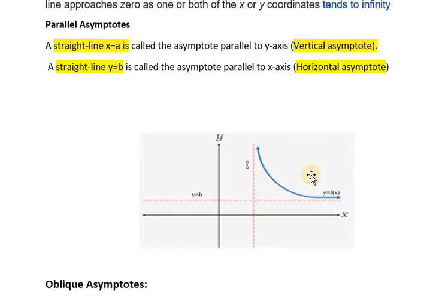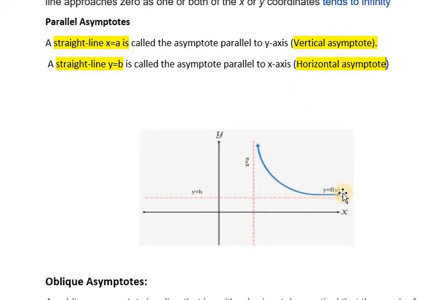Now see from the figure, y is equal to f of x is a curve, x is equal to a is a vertical line. See, if you extend this curve to infinity, it never touches this line. So the line x is equal to a approaches the curve, but it never meets. So x is equal to a is a vertical asymptote, or we call it an asymptote parallel to y-axis.